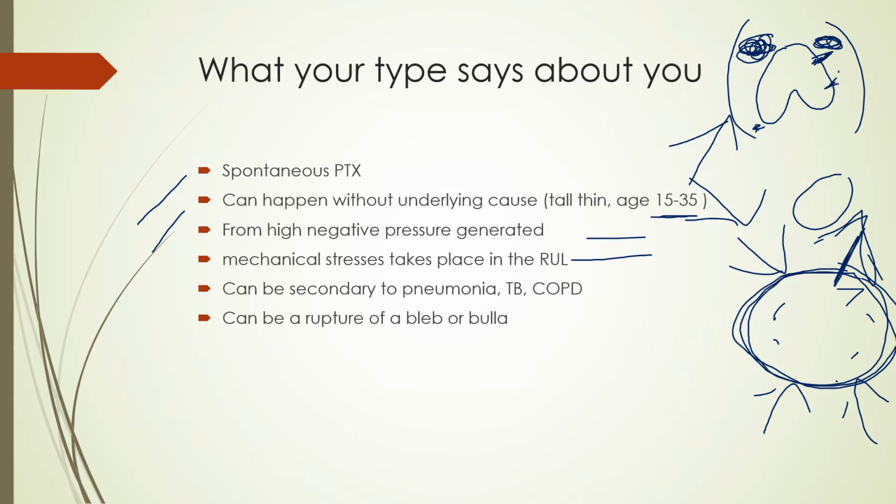You can also have a spont pneumo. Now this is just separate, right? You can also have a spont pneumo secondary to other diseases like pneumonia, tuberculosis, or COPD, right? What's happening to the lung tissue? Is the lung tissue extremely healthy in these individuals with pneumonia, tuberculosis, or COPD? Absolutely not. Lung tissue is very, very weak, which means it's more prone to rupture, right? And that's what we're looking at.